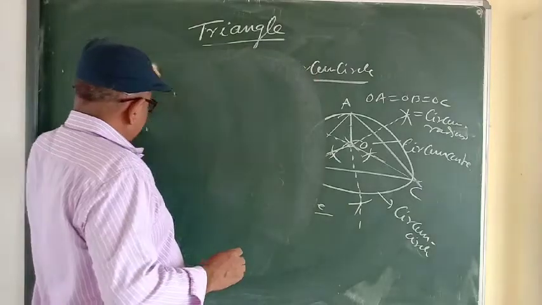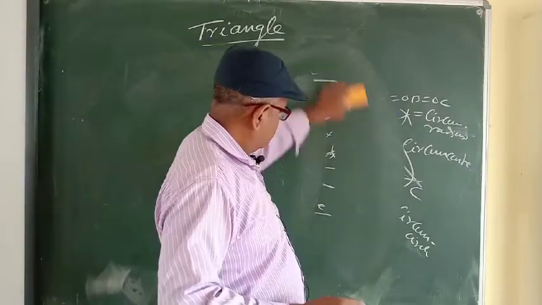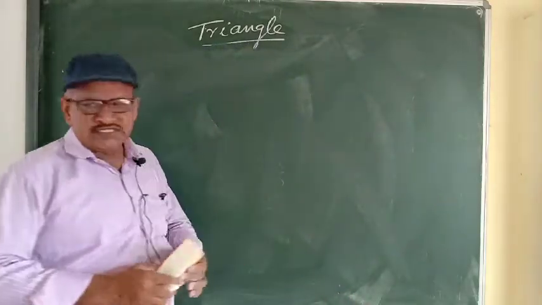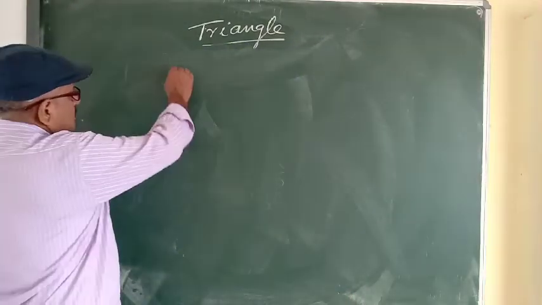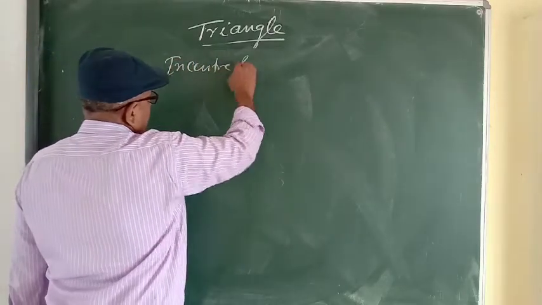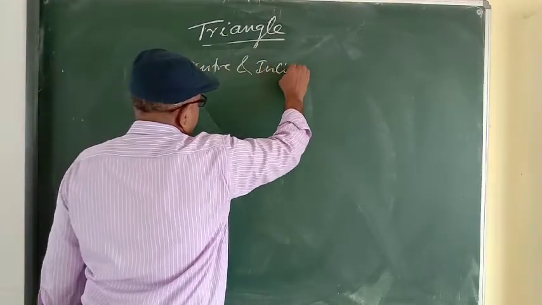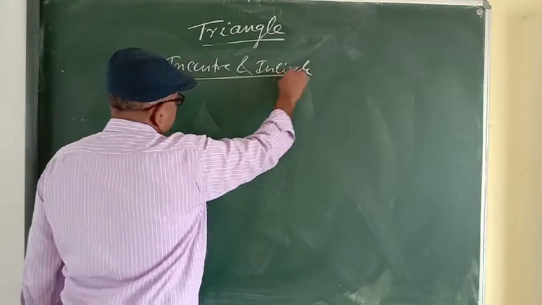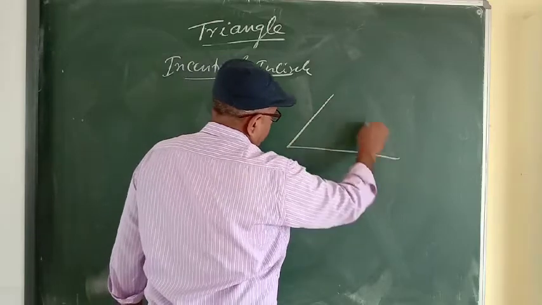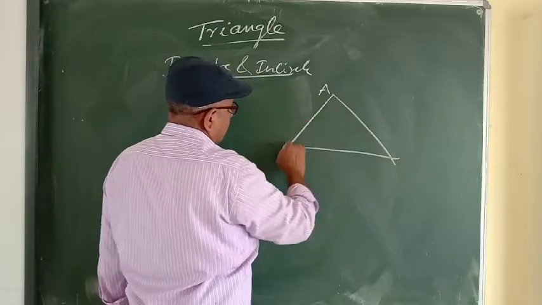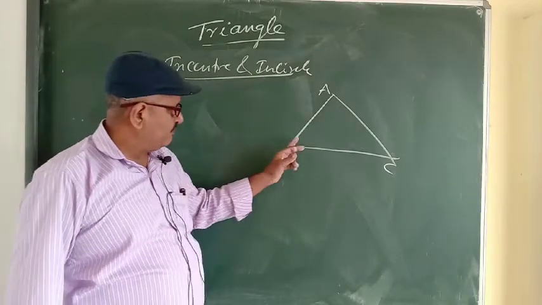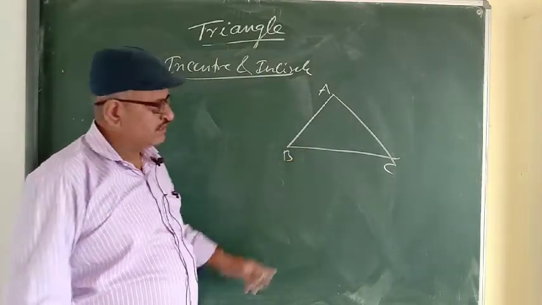Next topic is incenter and incircle. See, what is incenter? Again we will take a triangle ABC. To find incenter, we will draw the angle bisectors.